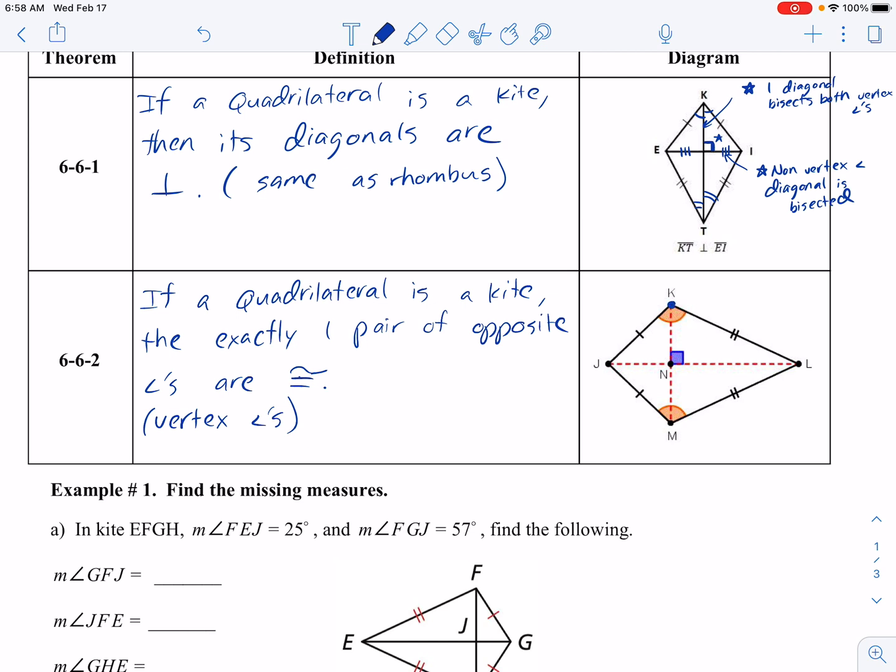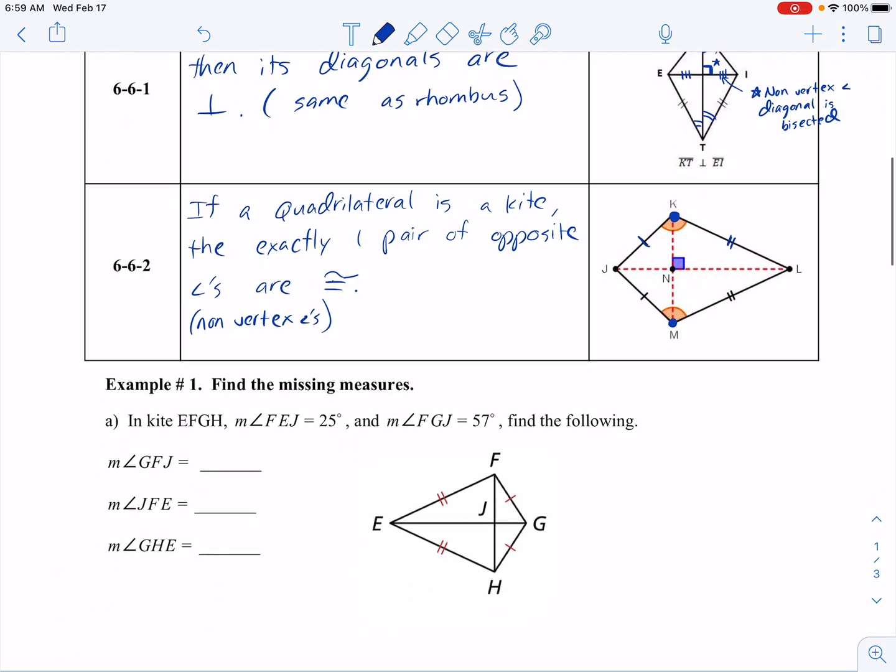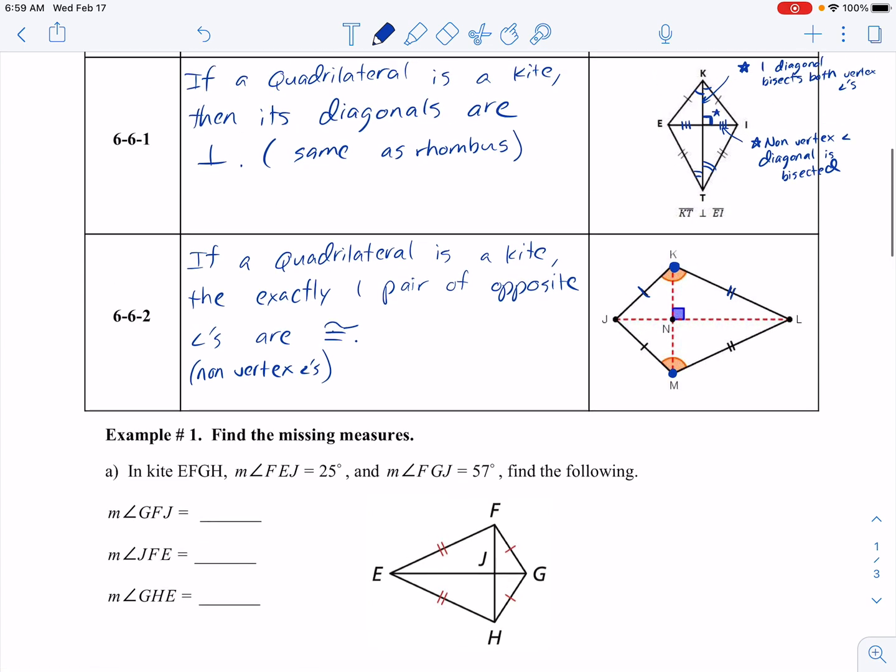As you can see, K and M, those are our vertex angles. Or I'm sorry, non-vertex angles. Let me fix that. These are our non-vertex angles because they meet at the two sides that have different lengths, right? J and L are the vertex angles because those meet where the two congruent sides are, all right? So be careful there. Okay.